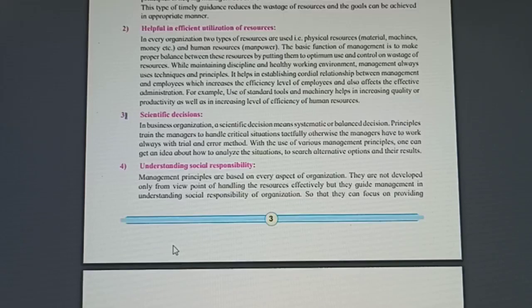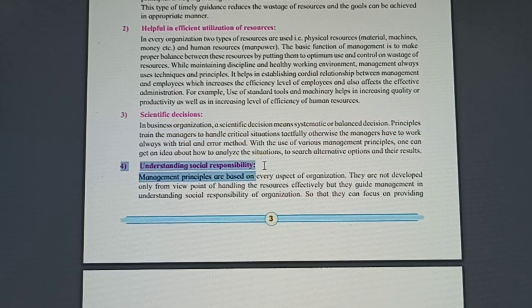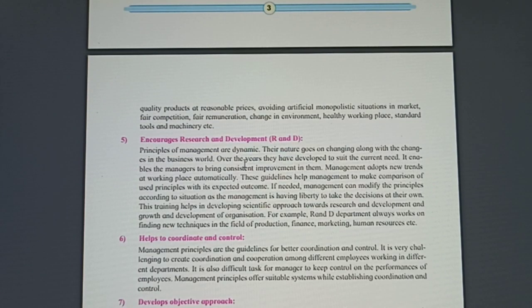Third, scientific decisions. What does science say? Science believes only in experiments. Here also some of the scientific principles of management are done through experiments, and the results are noted down, and accordingly they are given in the company. Fourth, understanding social responsibility. Many companies today have understood their social responsibility. You may have heard the word CSR, corporate social responsibility. Today all companies have been using this corporate social responsibility for engaging society and company together.